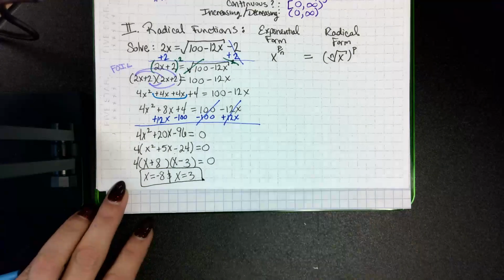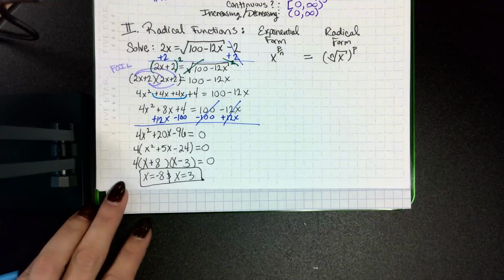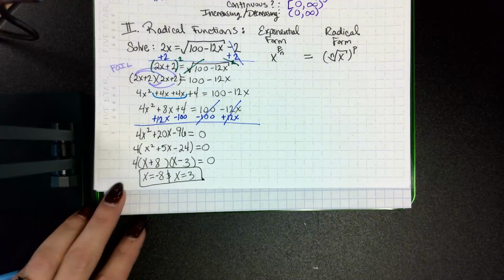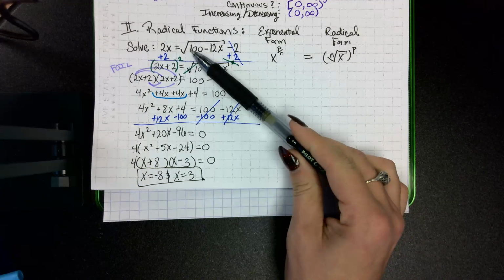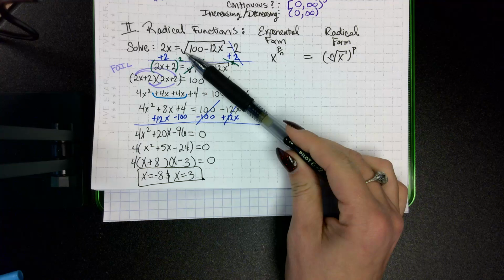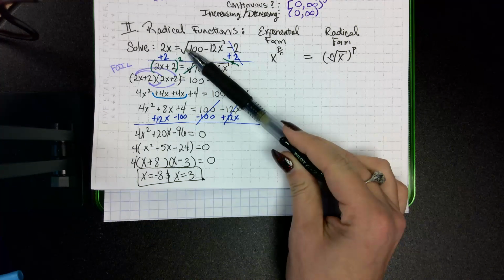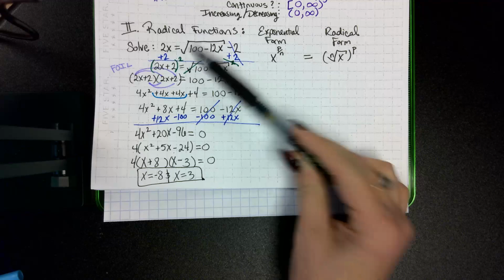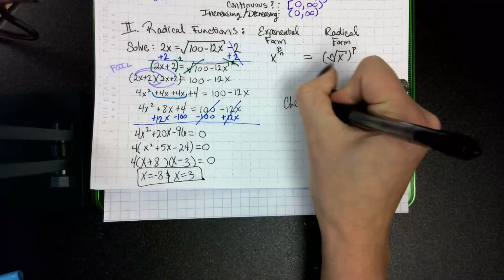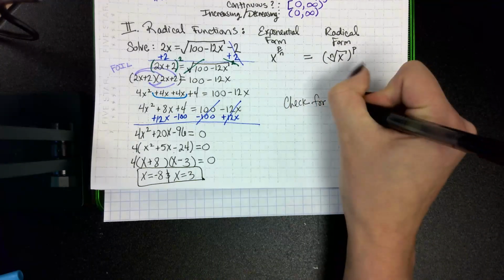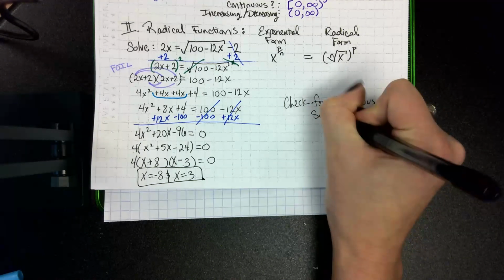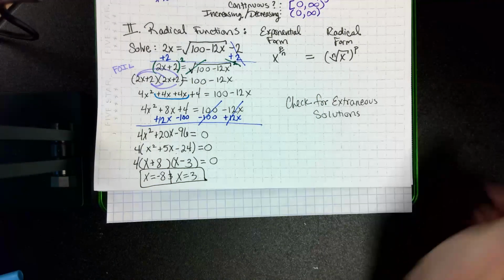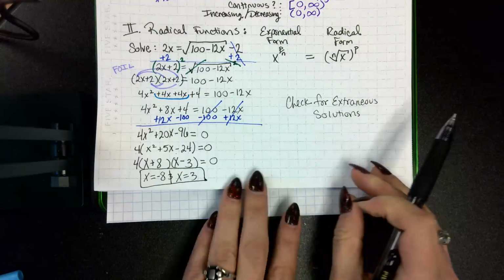So you would think you would be done, but you're not done, because this was a radical equation. If you have an nth root that is even, then you have to check for extraneous solutions. This is a 2, so it's the square root. So you have to check for extraneous solutions. All right, so you're almost done, but you have to make sure these both work.